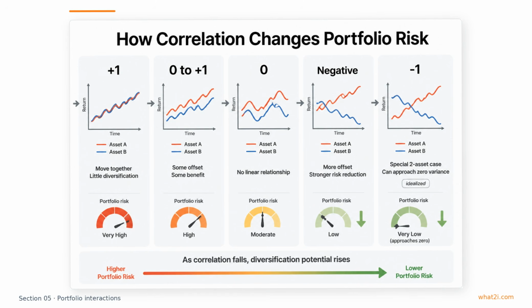In the special two-asset case of negative 1, a particular mix can theoretically approach 0 variance, though that is an idealized textbook example rather than a normal market condition.